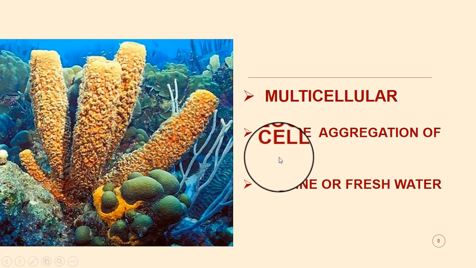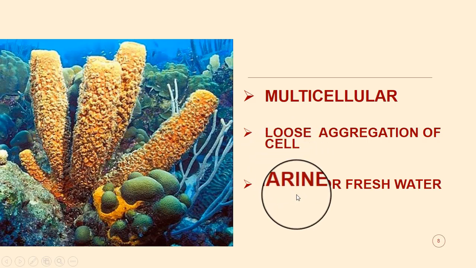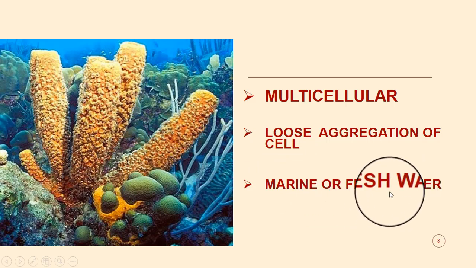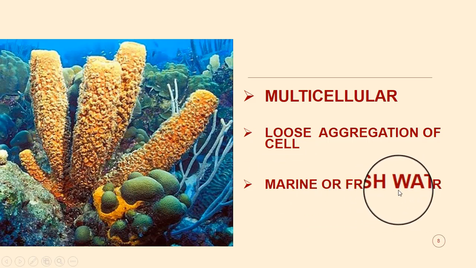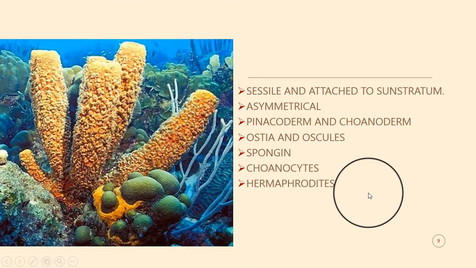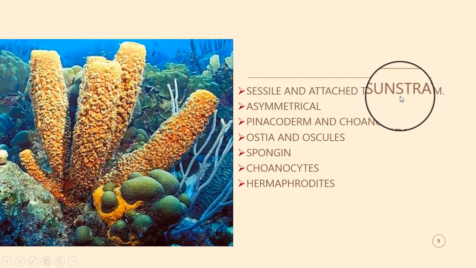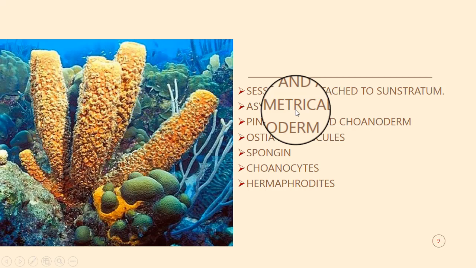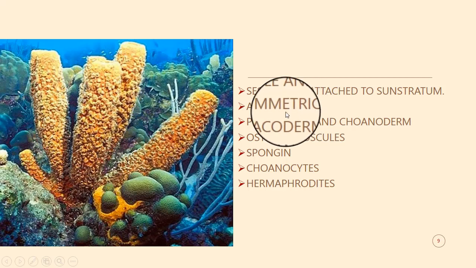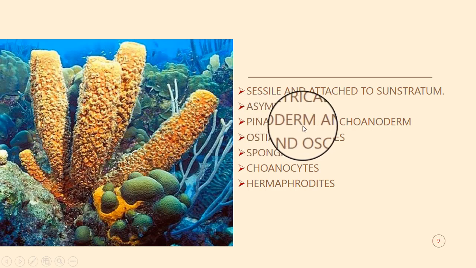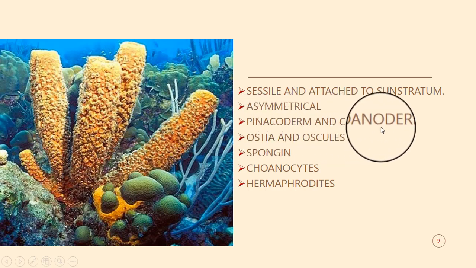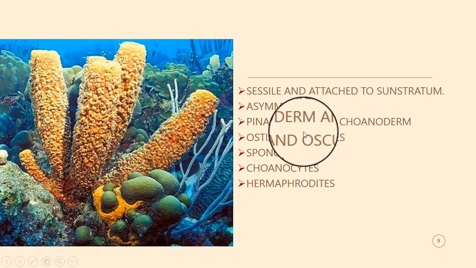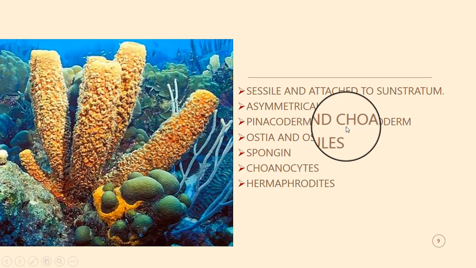They all are aquatic, generally marine, with a few freshwater forms. All adults are sessile and attached to a substratum. They are mostly asymmetrical with a few radially symmetrical. The body wall has outer pinacoderm and inner choanoderm. They also have a gelatinous protein matrix called mesohyl, which contains skeletal elements and free amoebocytes of various types.